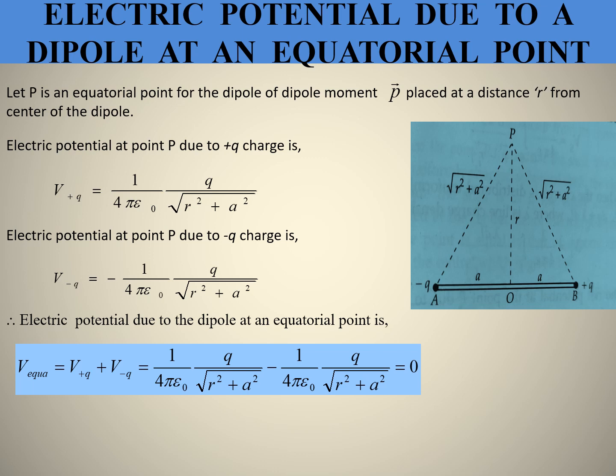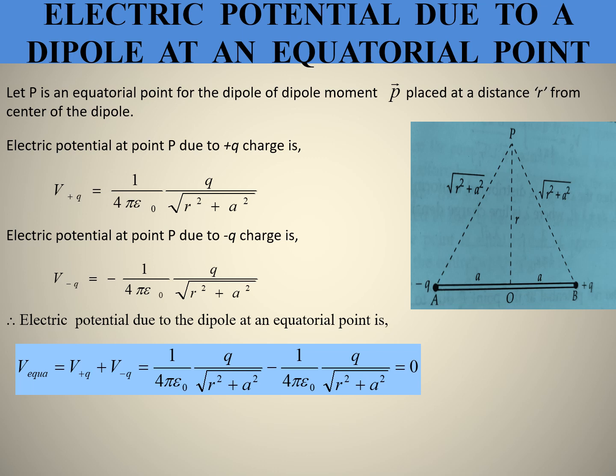Here also we first write down the expressions for electric potential at point P due to the two charges separately, and then add them up to get the final expression for electric potential due to the dipole at the point P. So first we come to the expression for electric potential at point P due to plus q charge, which is equal to 1 by 4 pi epsilon naught into q by under square root r square plus a square. Here under square root r square plus a square is the distance of both the charges from the point P.